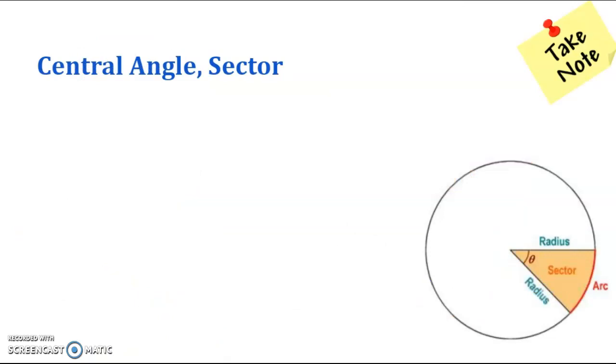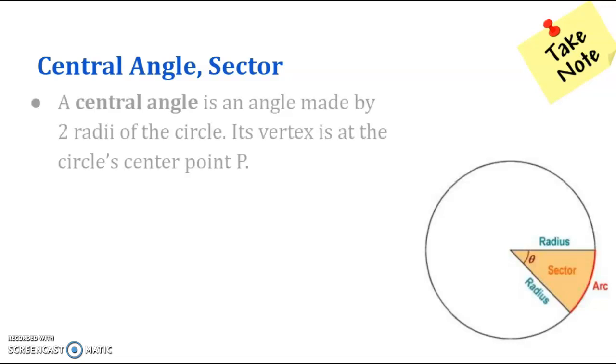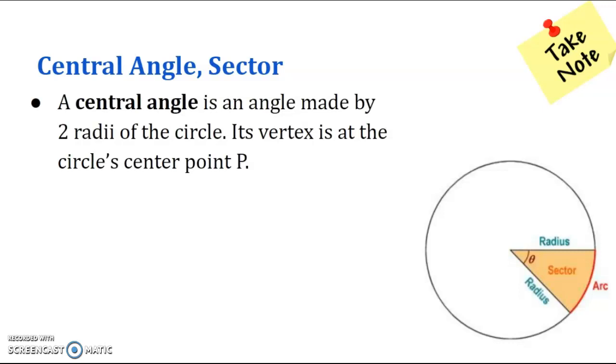Okay, central angle and sector. We're going to learn some vocabulary. Central angle, you've come across this before. A central angle is an angle made by two radii of the circle. Its vertex is at the circle center point P. So we have one radius here and another radius. The angle it makes at the center of the circle is called the central angle.